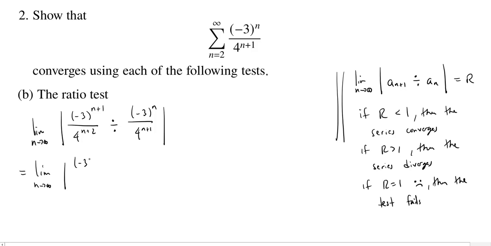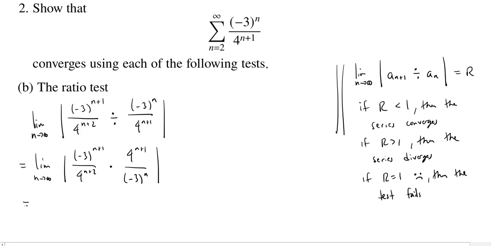So we have negative 3 to the n plus 1 over 4 to the n plus 2 times 4 to the n plus 1 over negative 3 to the n. And at this point, I'm feeling pretty happy because I'm going to get a whole bunch of cancellation. So first thing I notice, I have n plus 1 copies of negative 3 on top and n copies of negative 3 on the bottom. So that's going to cancel all but one of the copies on the top. I'll have a negative 3, and even that negative is going to go away, right? Because we've got absolute values.